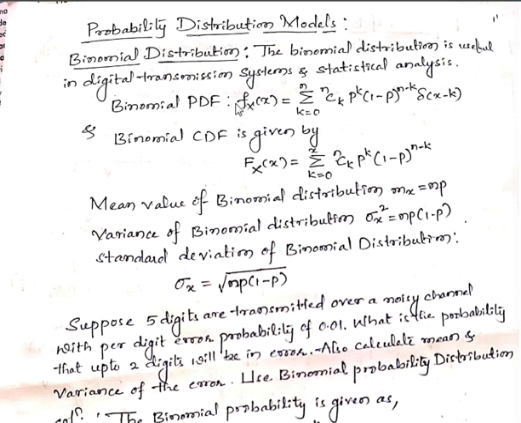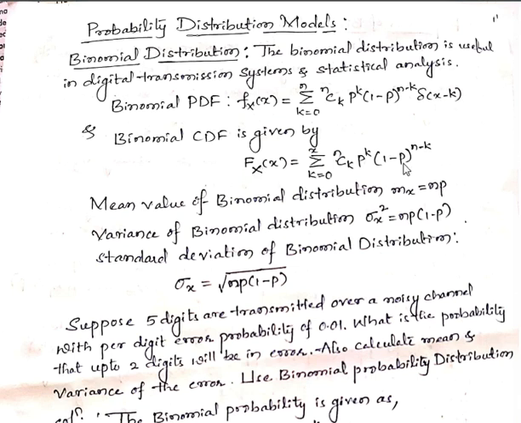The binomial PDF is given by the summation from k equals 0 to n of nCk p raised to k, (1 minus p) raised to n minus k, into delta of x minus k, and the CDF is given by F_X(x), which is equal to the summation from k equals 0 to x of nCk p^k (1 minus p) raised to n minus k. The same delta of x minus k will be absent here because it is the CDF.